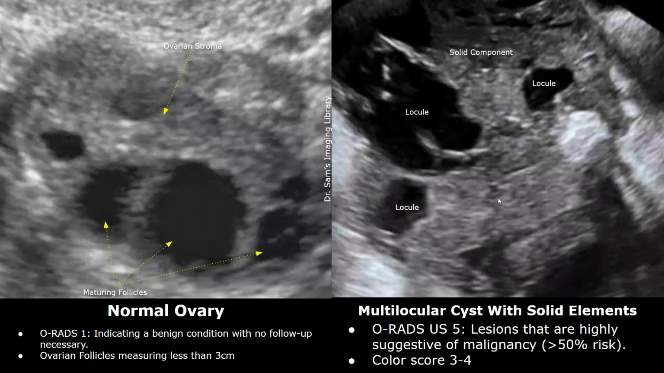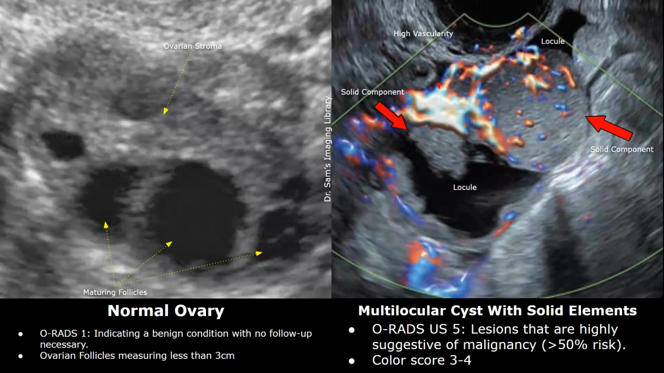A multilocular cyst with solid elements also falls under O-RADS 5. This is a large multilocular cyst having large solid components. It is a mixture of cystic and solid lesions. So this is also an O-RADS 5 lesion. Their color score is usually 3 to 4. That is a moderate to intense vascularity.